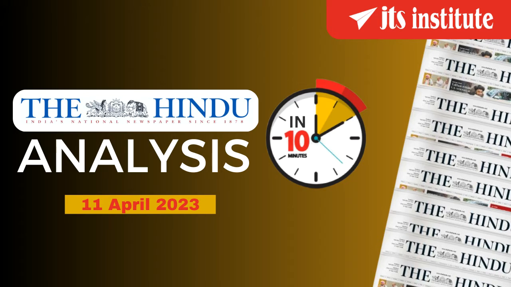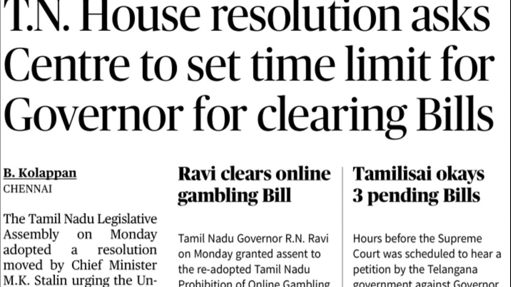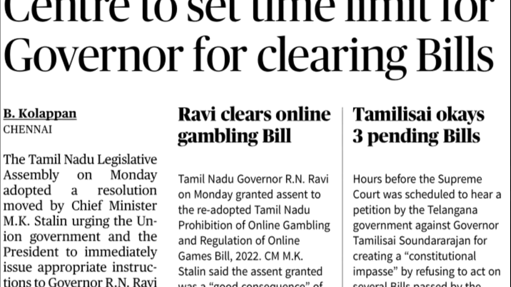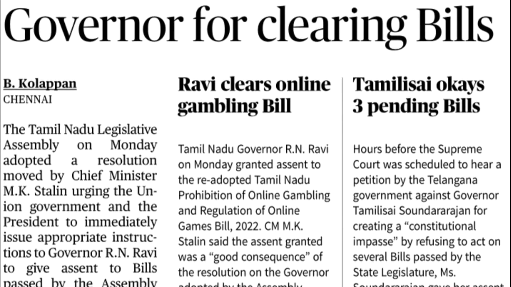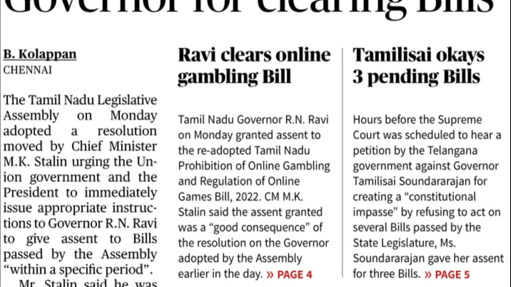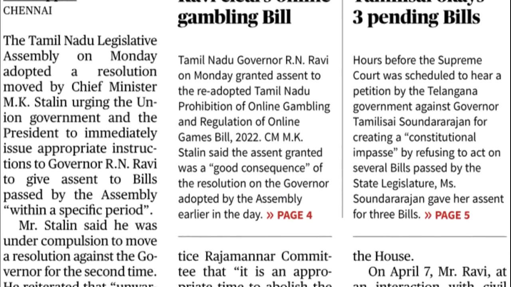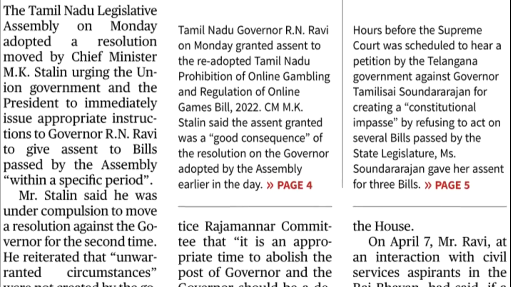Let's dive right in. The first article is Tamil Nadu House Resolution asks Centre to set time limit for Governor for clearing bills. This article is about the Tamil Nadu government urging the President of India and the central government to issue appropriate instructions to Governor R.N. Ravi to give assent to bills passed by the Tamil Nadu State Assembly.